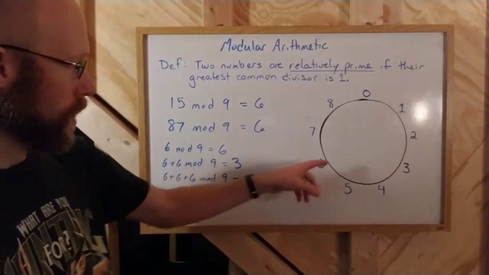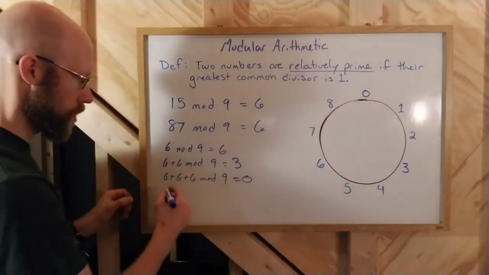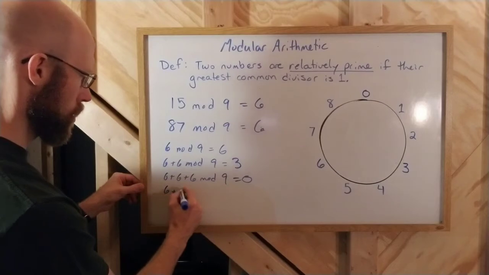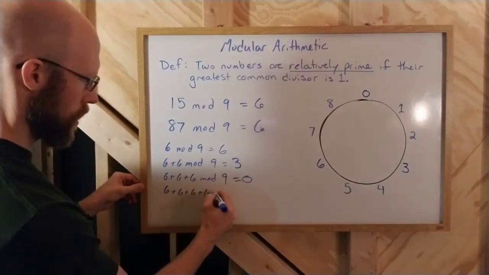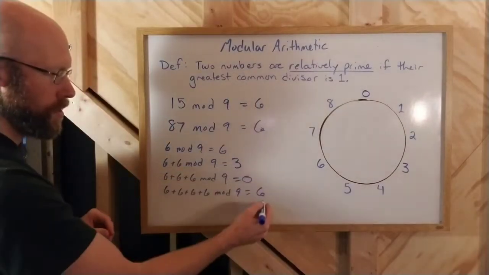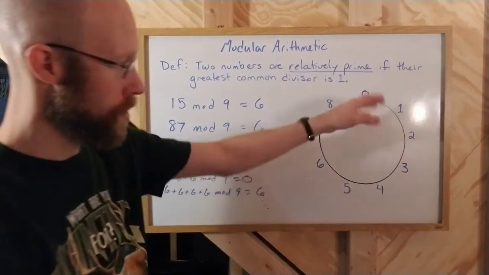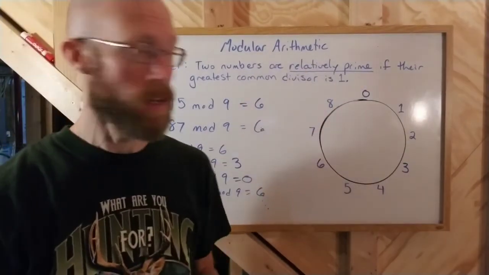So you end up only getting 6, then 3, then 0, and if you continue that pattern around, add another 6 in there, you're just going to get back to 6. So you're just going to get 6, 3, 0. That's all you're going to hit, okay? You're going to skip 1, 2, 4, 5, and 7, and 8.